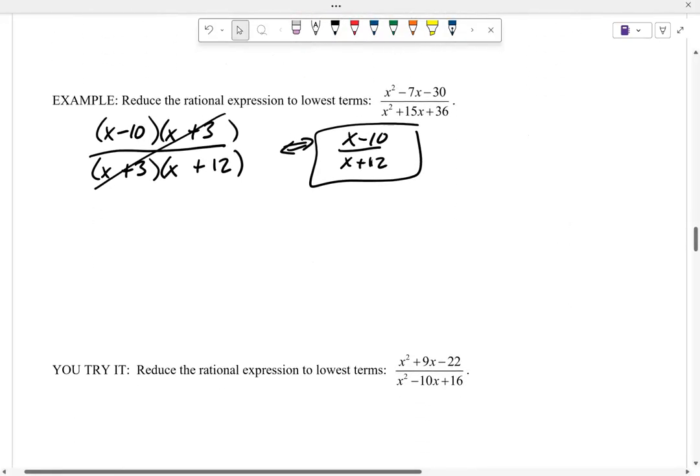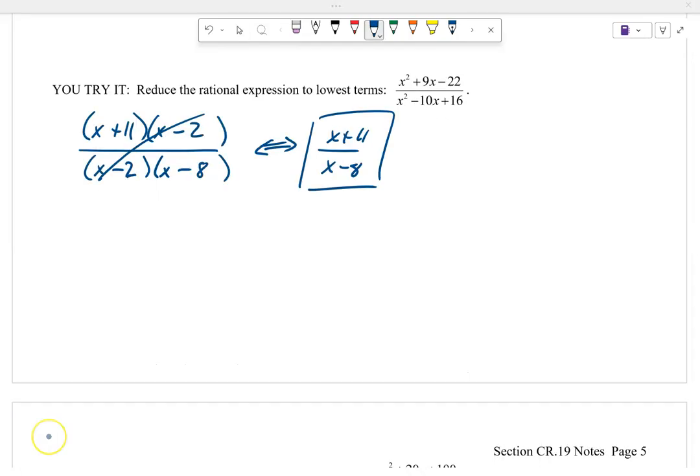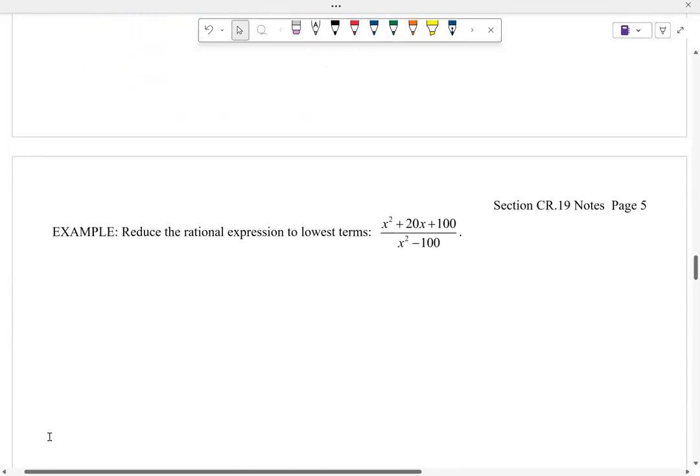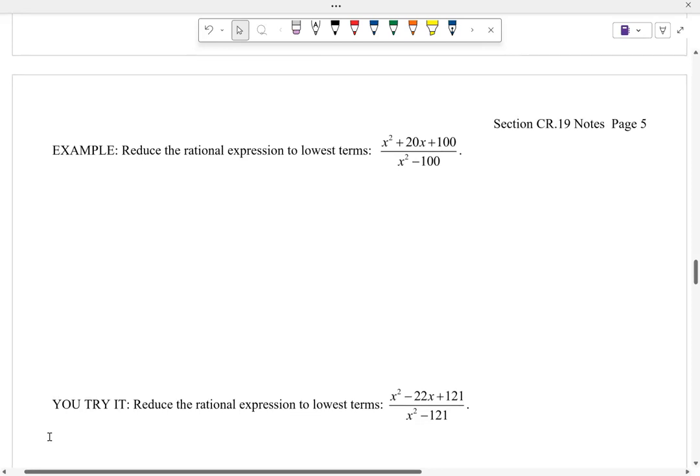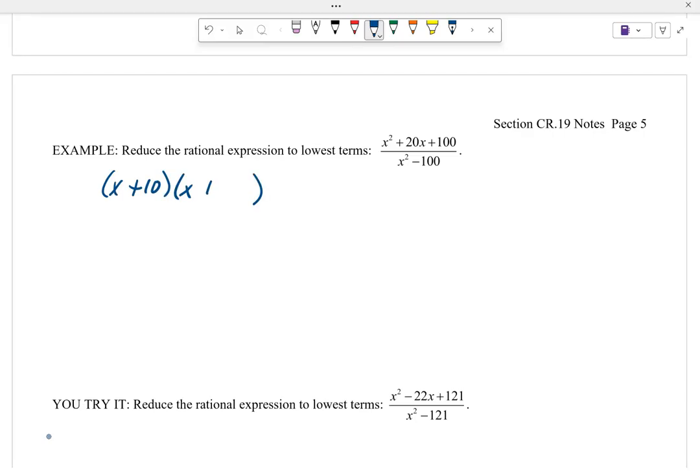You can go ahead and try that next one similarly. So you should end up with x plus 11 over x minus 8 on that one. And let's keep going with some other types of factorization. Here we've got an x squared plus 20x plus 100. So I'm going to go plus 10 and plus 10 will do it for that one. And then I've got difference of squares on the bottom, x minus 10, x plus 10.